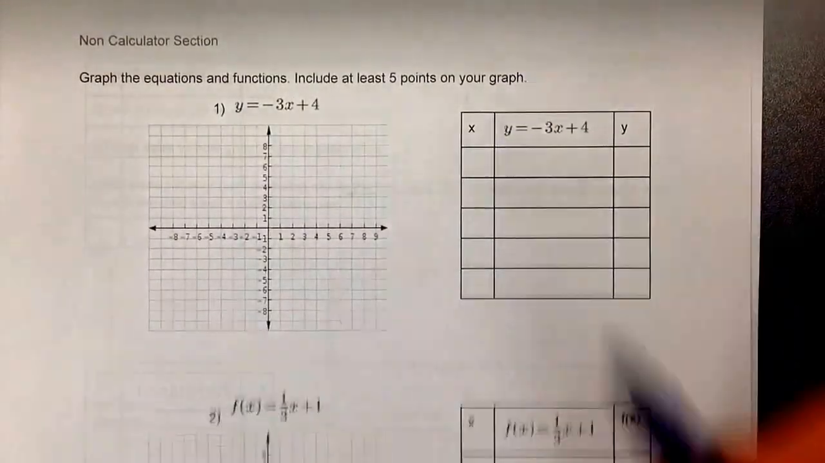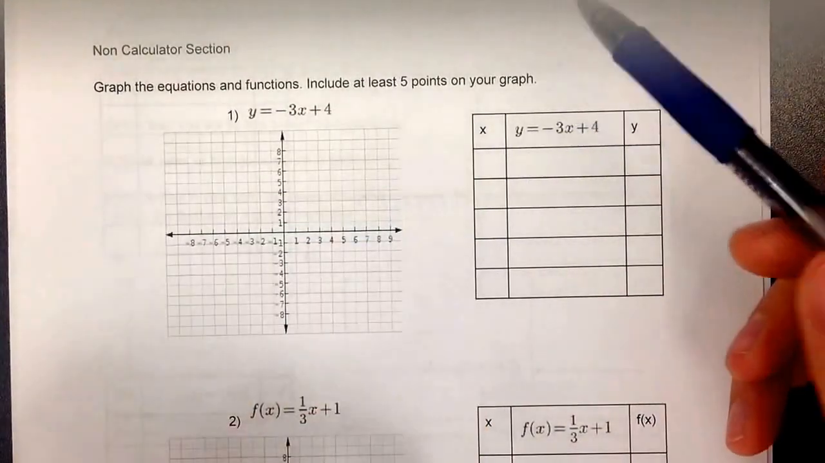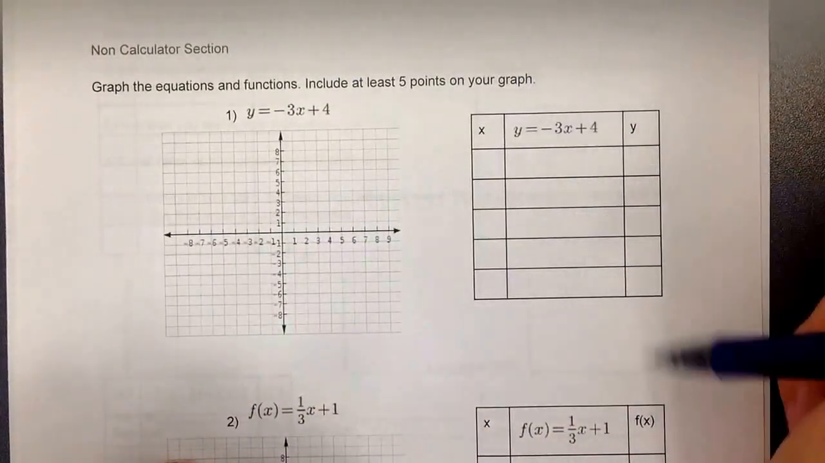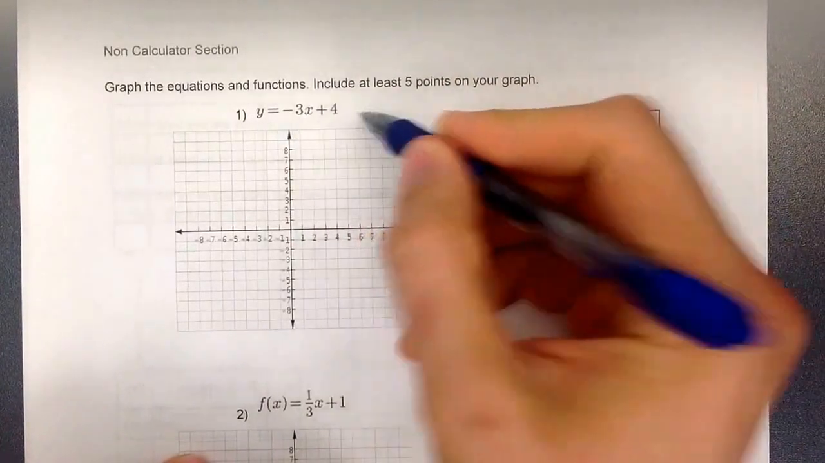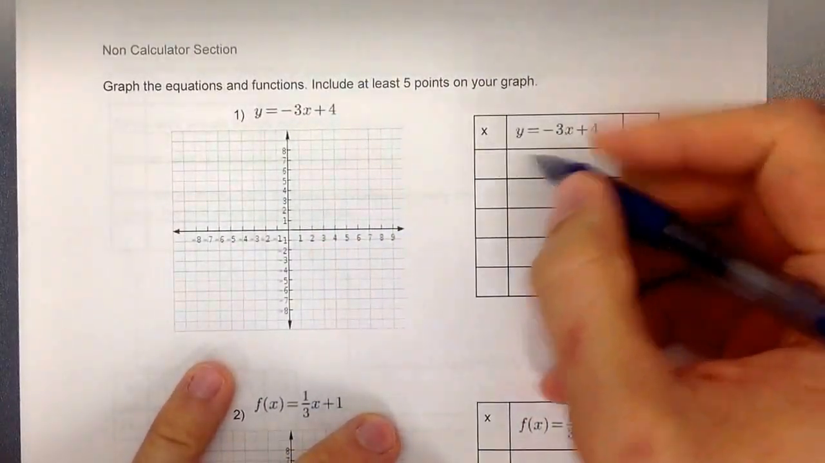Alright, so with this function, we're graphing. Lots of you can graph using different methods. What we're asking you to do here is graph using a table. So we've got our equation, and we're going to pick values for x. I'm going to pick values for x that are small and easy to manage.